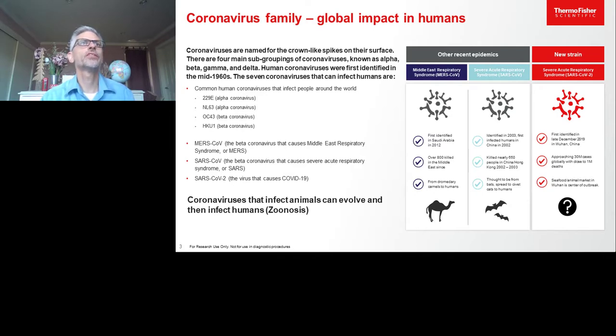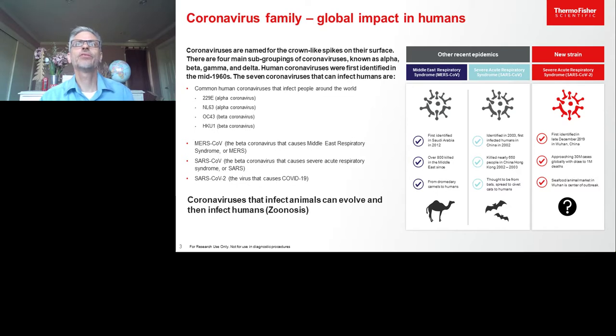The first 4 in this list are 229E, NL63, OC43, and HKU1. And these all produce fairly mild symptoms, symptoms of a common cold in humans. And then there are 3 more serious viruses that produce much more severe respiratory infections. These are Middle East Respiratory Syndrome, or MERS, and then the first version of SARS, and then the version of SARS that we're dealing with now, which is the virus that causes COVID-19. And these coronaviruses can infect animals and can evolve and then infect humans through this zoonosis process.